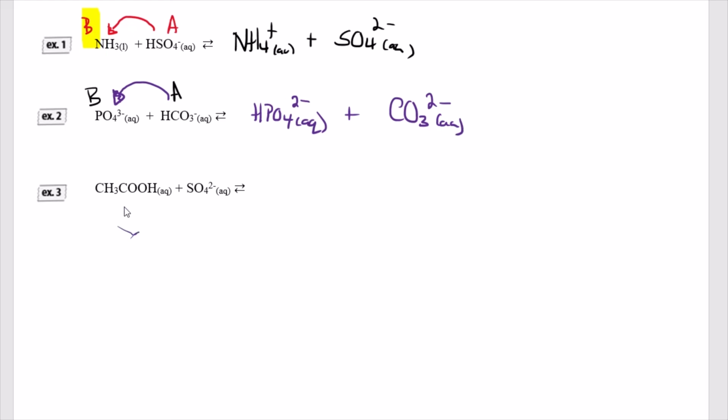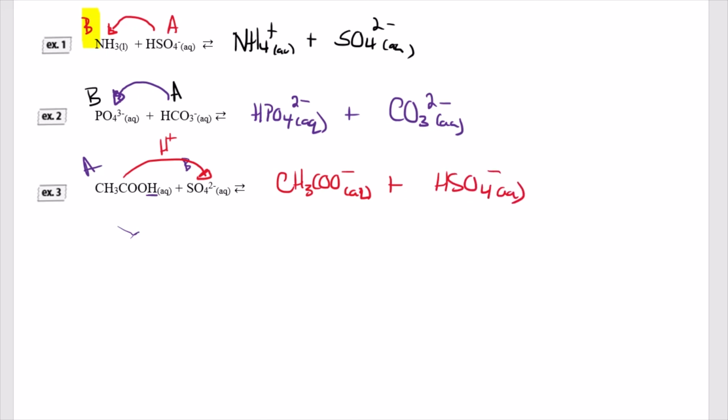And then finally, here's acetic acid reacting with sulfate. Remember, it's this hydrogen on the end that would be donated. So the acetic acid will act as an acid. Sulfate will act as a base. It doesn't have any hydrogens to give away. So the proton will be transferred like this. That means that the acetic acid will turn into acetate. And the sulfate will turn into hydrogen sulfate.